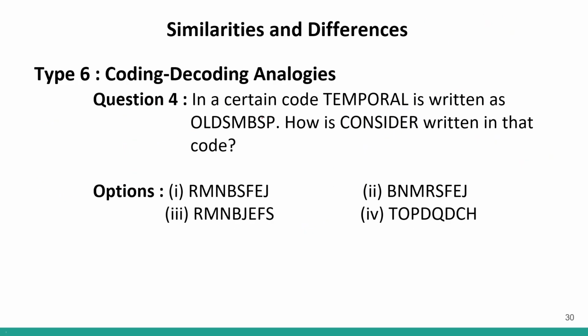Now, in a certain code, temporal is written as this. We have to find out how consider is written in that code. Now for temporal, let me write it like this, and below this I'll write the code. Okay. Now I'll give them a forward run.